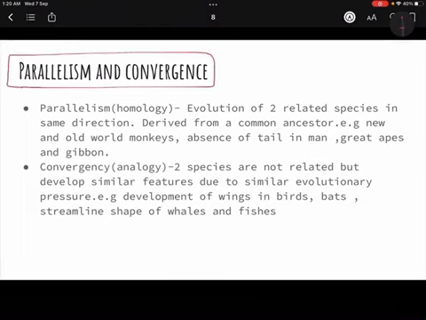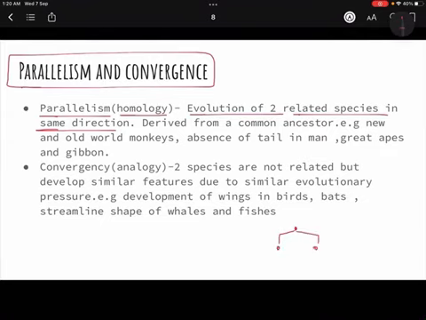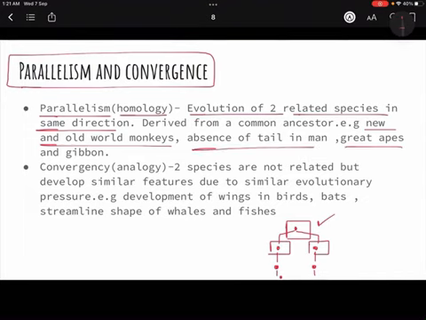Parallelism and convergence. From this, parallelism and convergence is a very simple thing. Parallelism is also called homology, that is evolution of two related species in the same direction. For example, these are two species which are developing parallelly in similar directions only. And they had a common ancestor at one point. For example, new and old world monkeys. Next chapter is all about old world and new world monkeys. So basically, once they had the same ancestor, and even though now they are different species, similar characters still are there in these species. For example, absence of tail in man, great apes and gibbon.